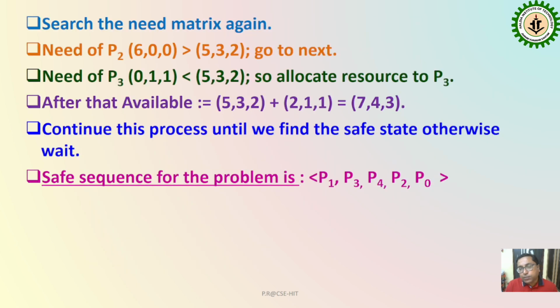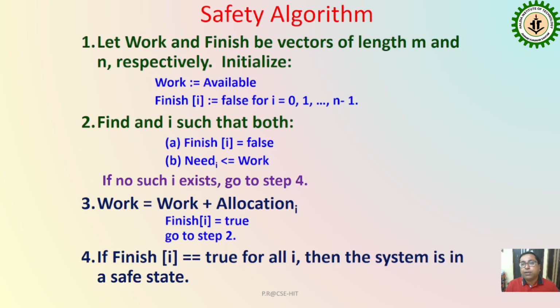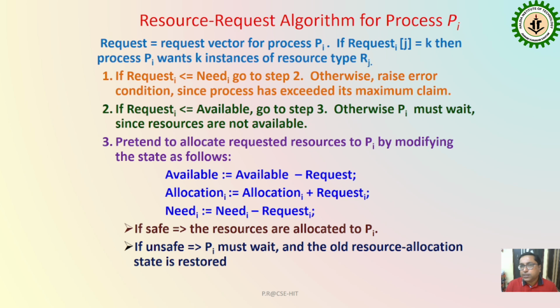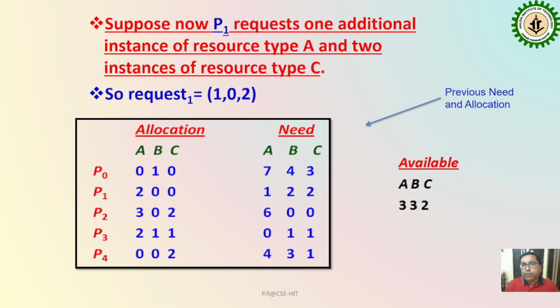Now this one is the first part. I told you earlier that in the banker's algorithm there are two algorithms. One is the safety algorithm and another one is the resource request algorithm. So what is that? In the resource request algorithm, look at here. Suppose now P1 requests one additional instance of resource type A and two instances of resource type C. That means some additional request is made.